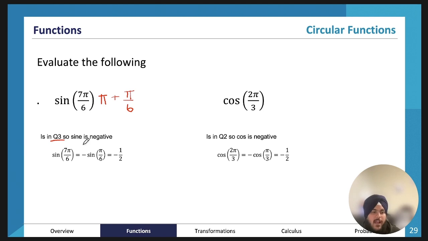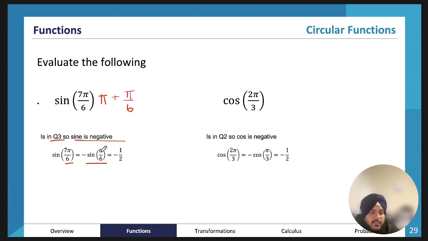Since we're finding the sine value, and we look at the CAST rule, sine is negative in the 3rd quadrant. Then, from 7 pi on 6, we need to find the basic or the principal value. That's pretty straightforward. If you have 7 pi on 6, it's just going to be pi over whatever the denominator is. If you had 7 pi on 3, it will just be pi on 3. If you had 7 pi on 4, it will just be pi on 4. That's the principal value. So essentially what you're finding now is just sine pi on 6.